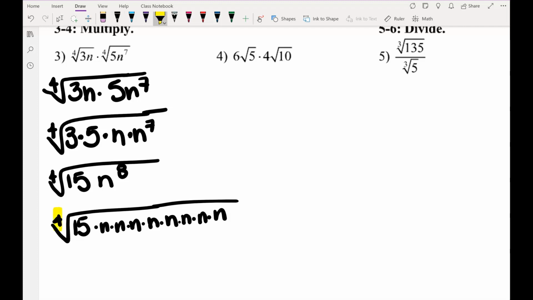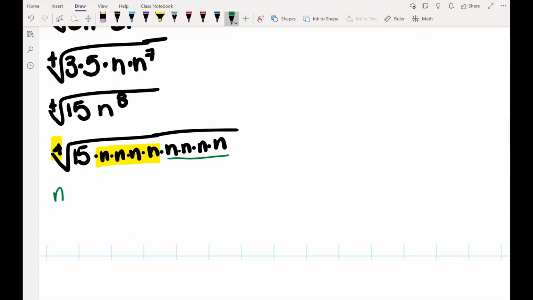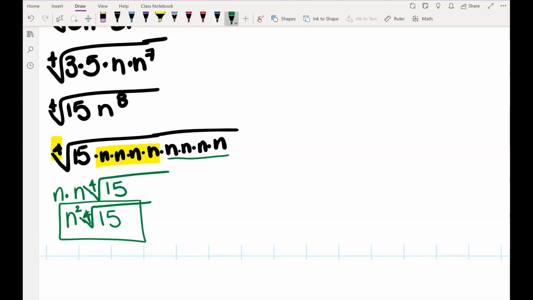Now if you have an index of 4, meaning that you need 4 identical items to get it out of the radical. I do have 4 identical items. Actually, I have 2 sets of 4s here. So that means I can take out an n, another n for the second set of 4. So now, under the radical, I only have a 15. So when you multiply what you took outside, here is what you end up with. Oops, this is an index of 4. Like that. And box that up. So final answer is n squared, fourth root of 15.